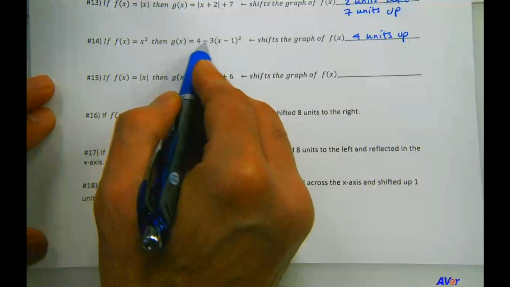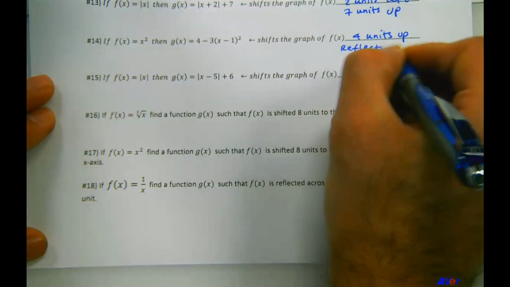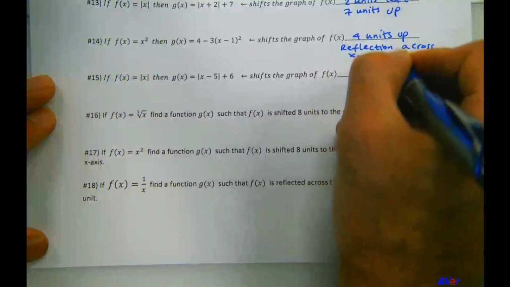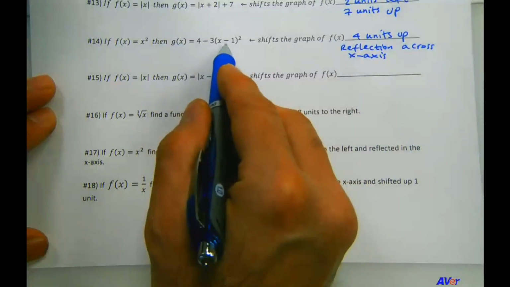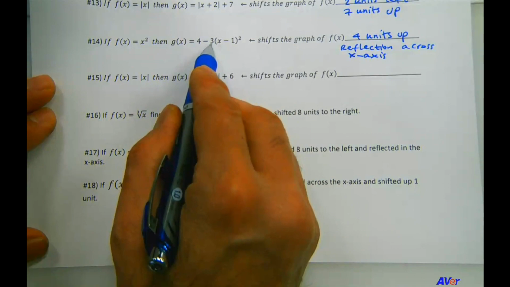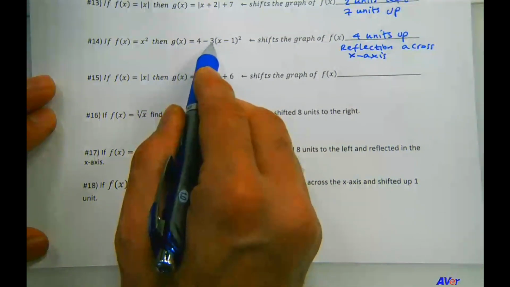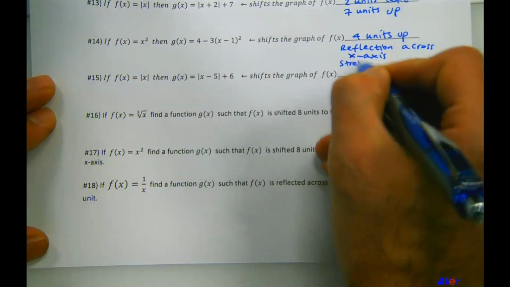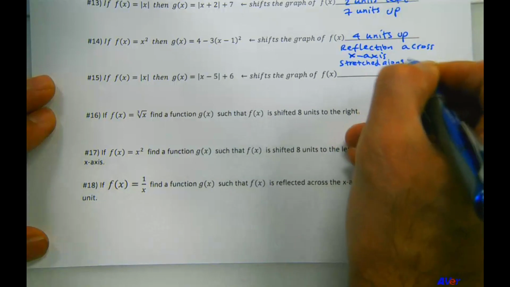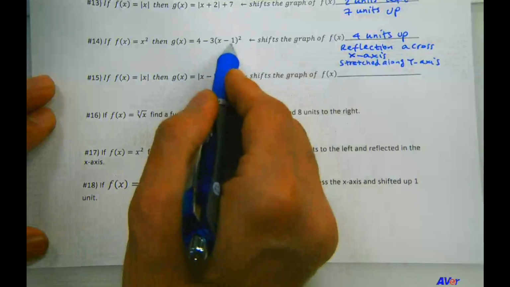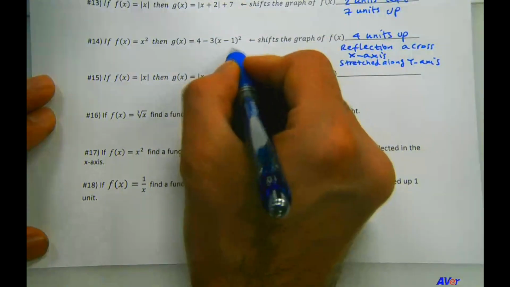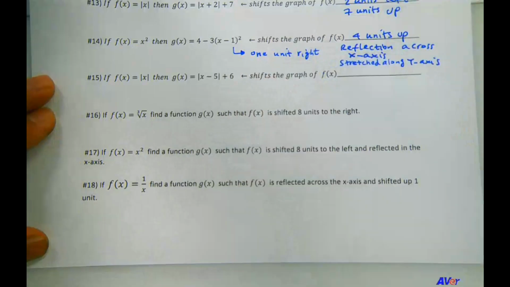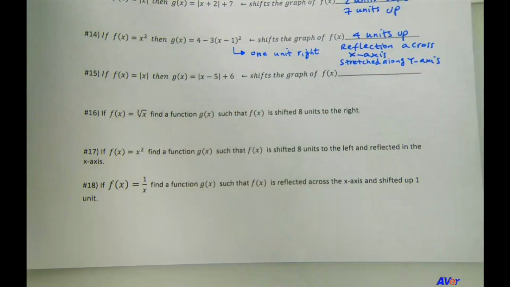Reflection across the x-axis because of this minus, and stretching, not shrinking, because of this 3, which is greater than 1, stretching along the vertical axis. And of course, 1 unit to the right, right? And like that. So I was running out of room there. So let me switch here.